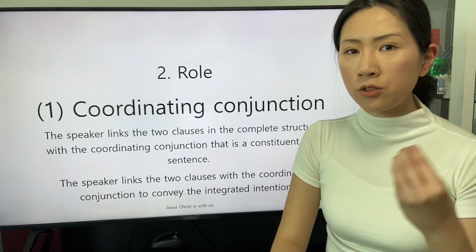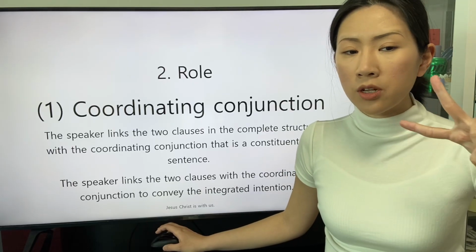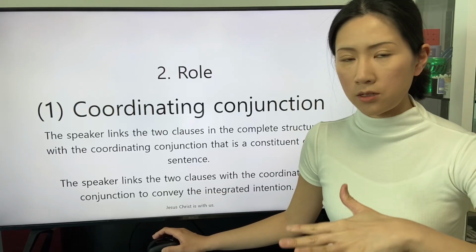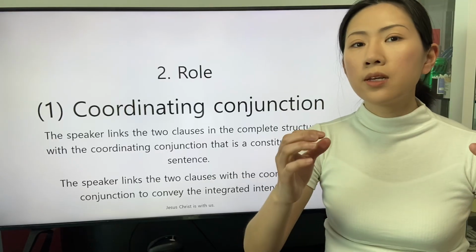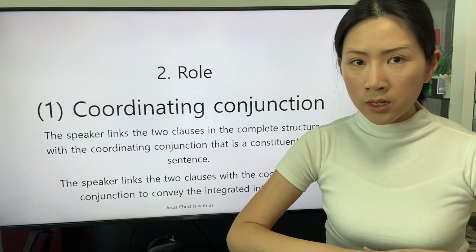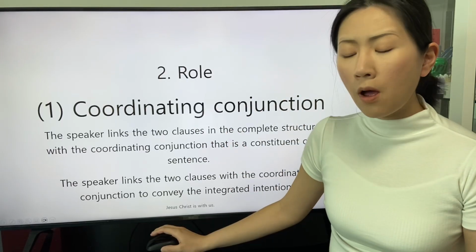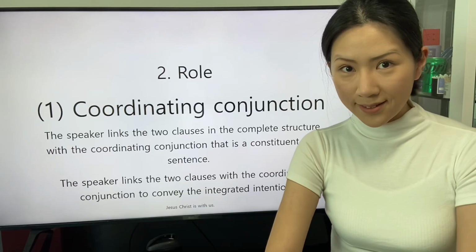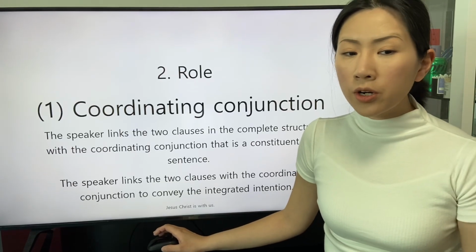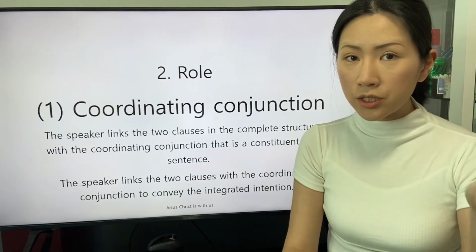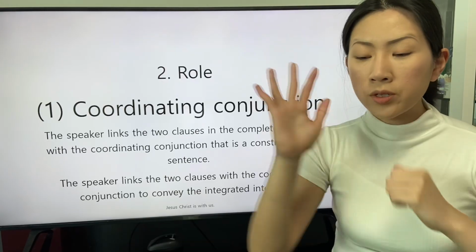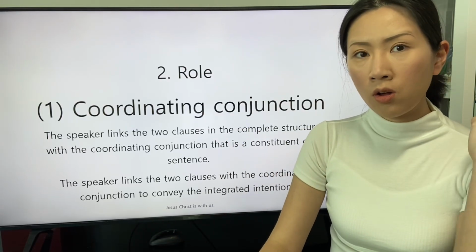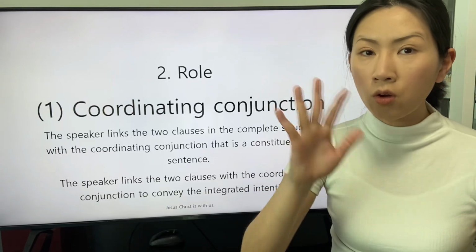The role of the coordinating conjunction is this. The speaker links the two clauses in the complete structure with the coordinating conjunction that is the constituent of a sentence. The coordinating conjunction is applied in the constitution of a sentence. The speaker links the two clauses with the coordinating conjunction to convey the integrated intention, the relationship between the two clauses. The clauses linked by the coordinating conjunction are the coordinate clauses.